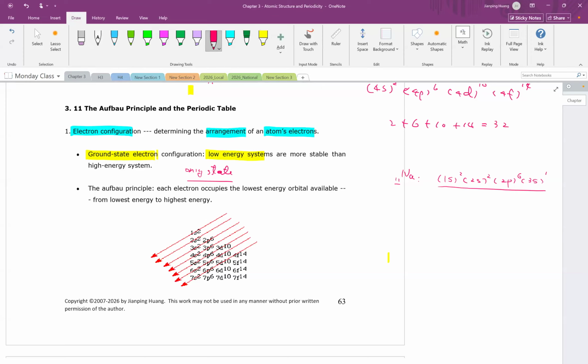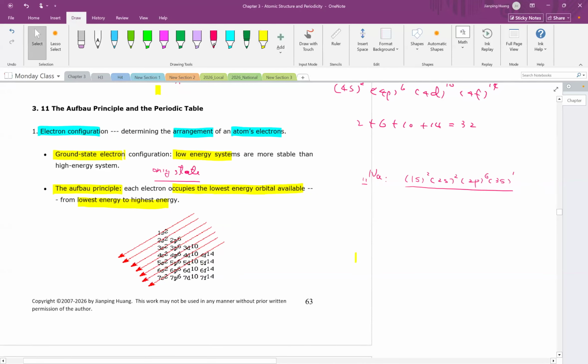Now, to put electrons into the atomic orbitals, we have three laws we are going to follow. The first law we call the Aufbau principle. Each electron occupies the lowest energy orbital available. Electrons fill from lowest energy to highest.